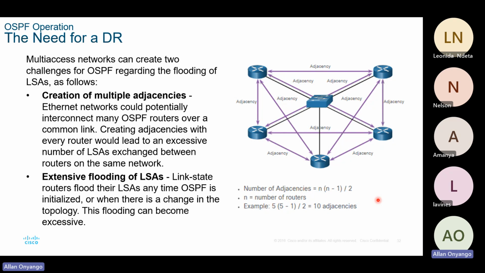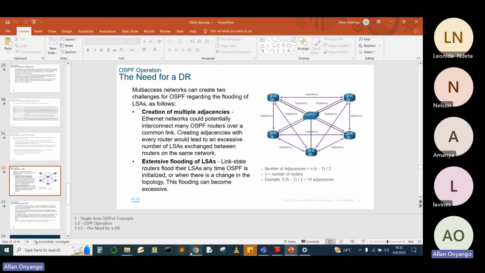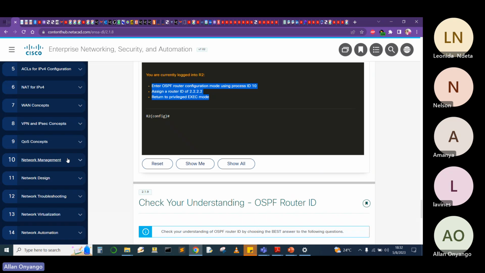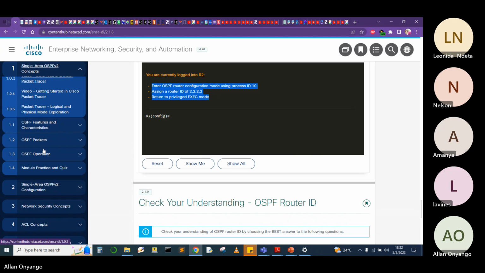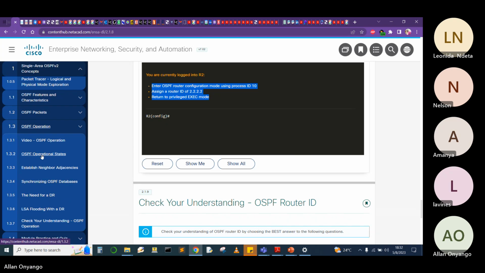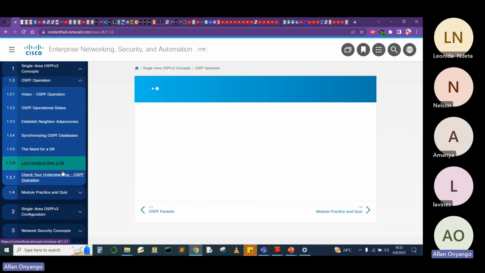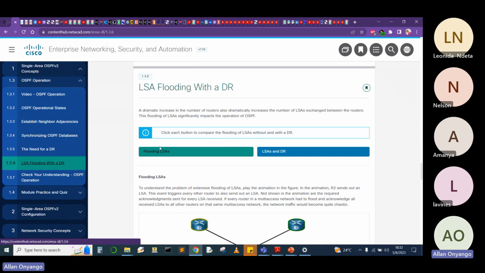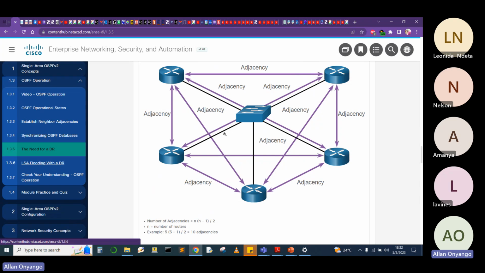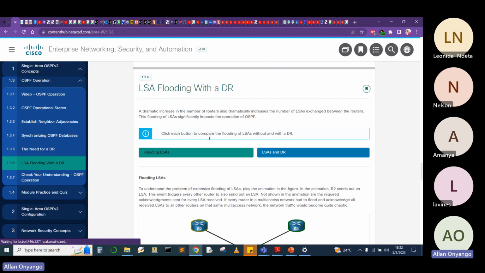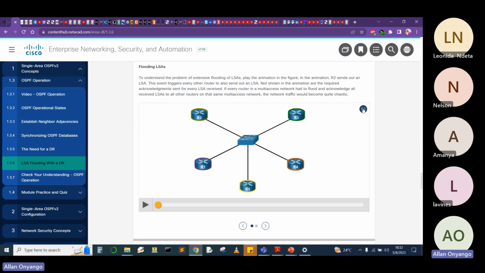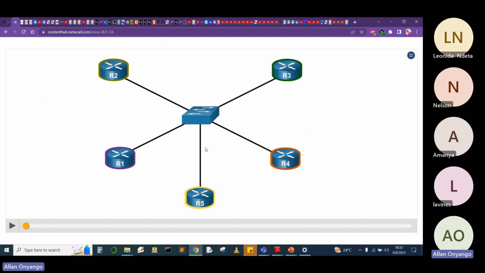Okay? And that is why, to help us to manage this adjacency, I want you to look at this. This is when we are creating the 5 adjacencies. What if we don't want to have that many adjacencies? Okay? Let me give you a very practical example.